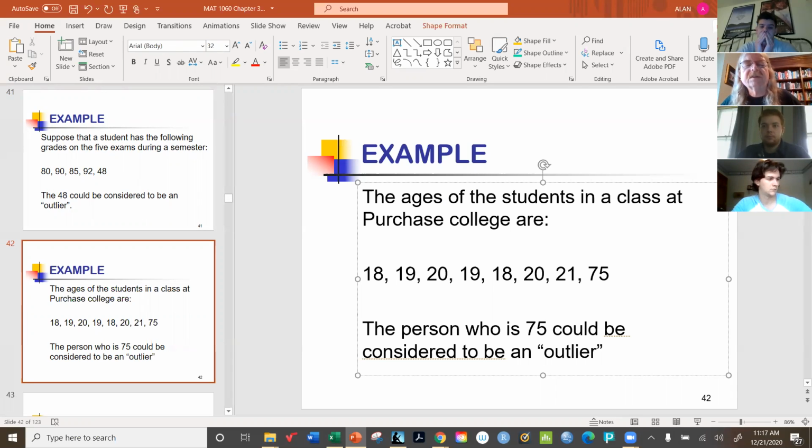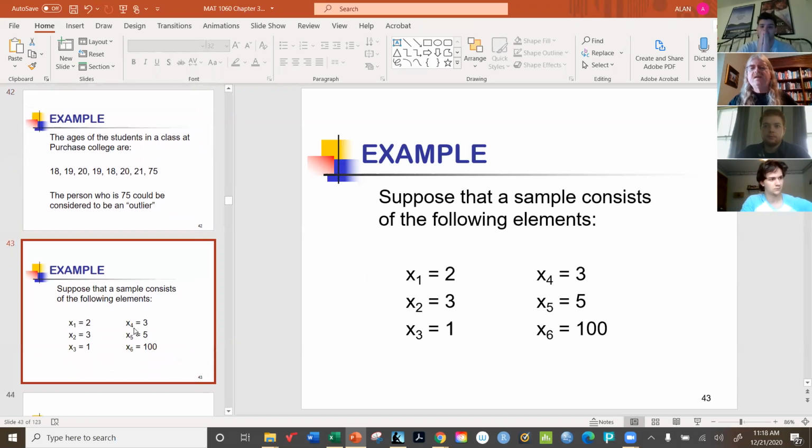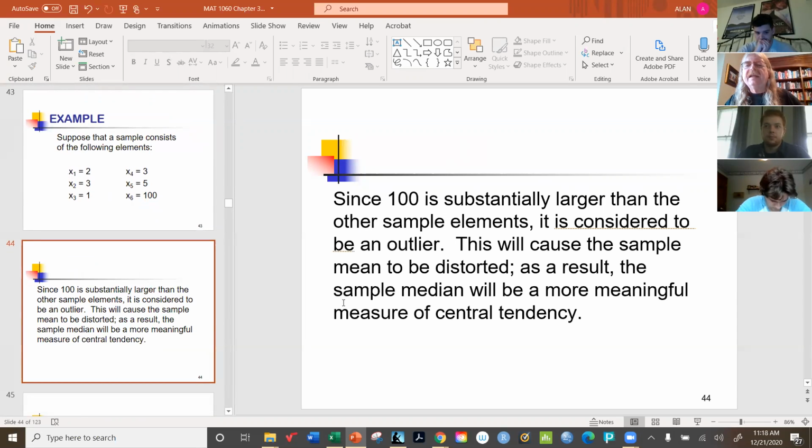So what does that have to do with anything? Why does this affect our results? All right, let's find out. Let's look at this example. Here's a sample that has the following elements: 2, 3, 1, 3, 5, 100. Well, I think we can see for ourselves which one of these elements is the outlier. Now, what does this have to do with anything? Well, watch what happens. Suppose I decide to calculate the average.